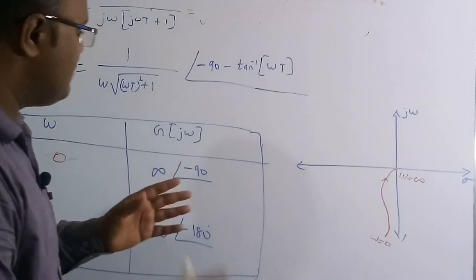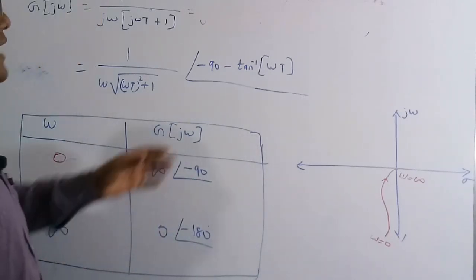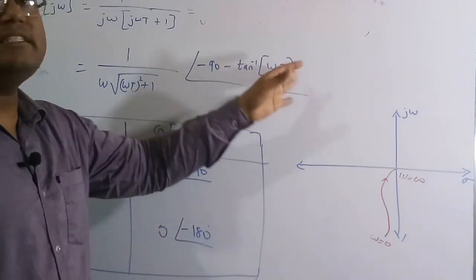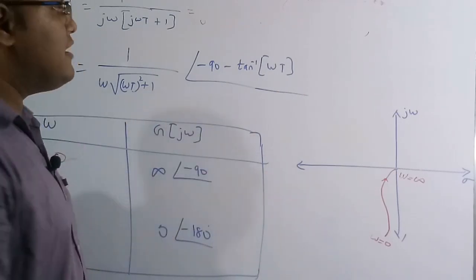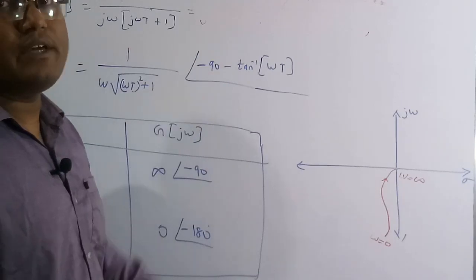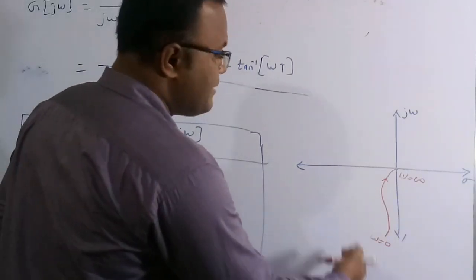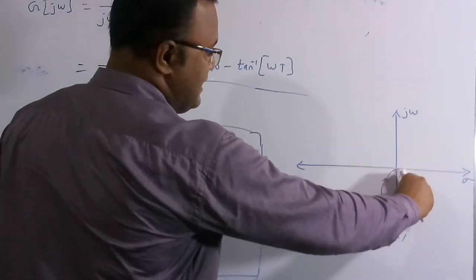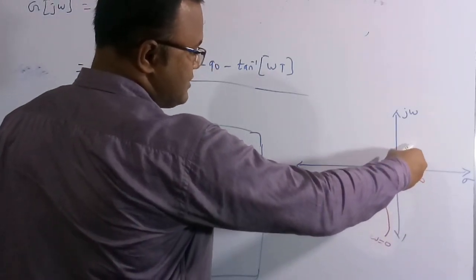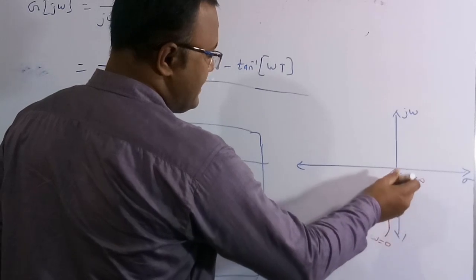If you see carefully, as the omega value increases, the tan inverse also goes on increasing, so the theta value goes on increasing. As theta increases, this overall angle part also increases in magnitude, so minus 90, minus 91, minus 92, minus 93, like that. The magnitude part goes on decreasing. So finally we are going to get a plot like this.